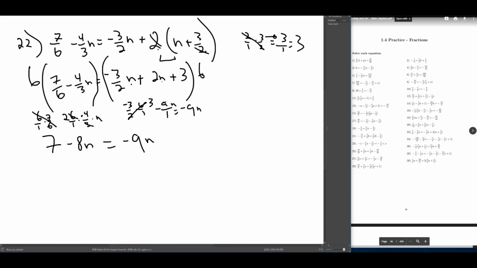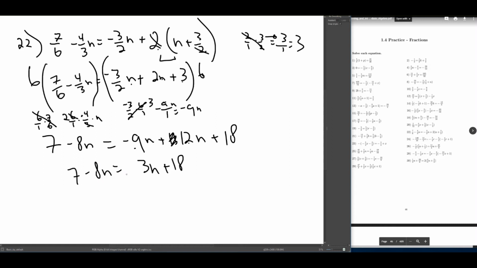6 times, there's no fraction here, so you just multiply. 6 times 2 equals 12, times n equals 12n. 6 times 3 equals 18. So let's combine like terms, shall we? Minus 9n plus 12n equals 3n plus 18. Here we have 7 minus 8n.